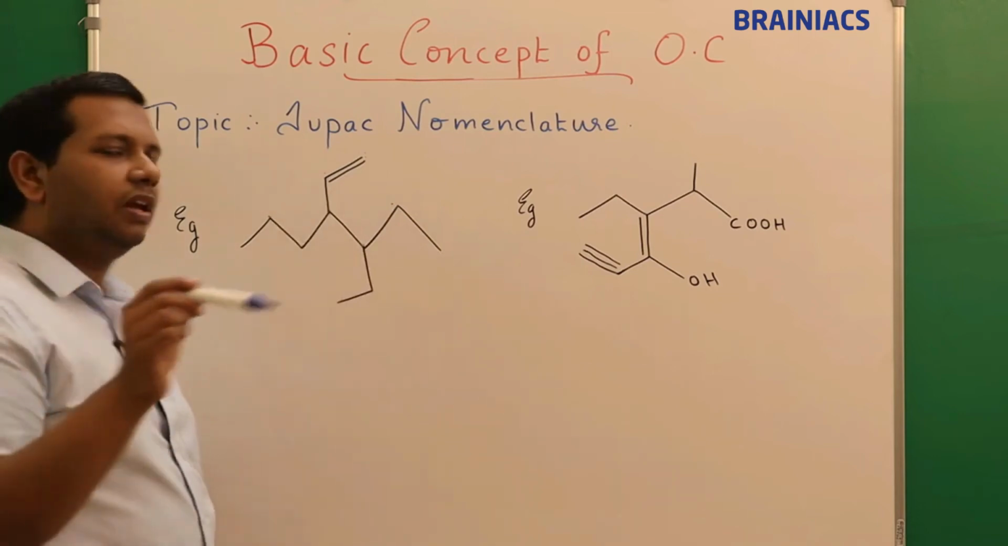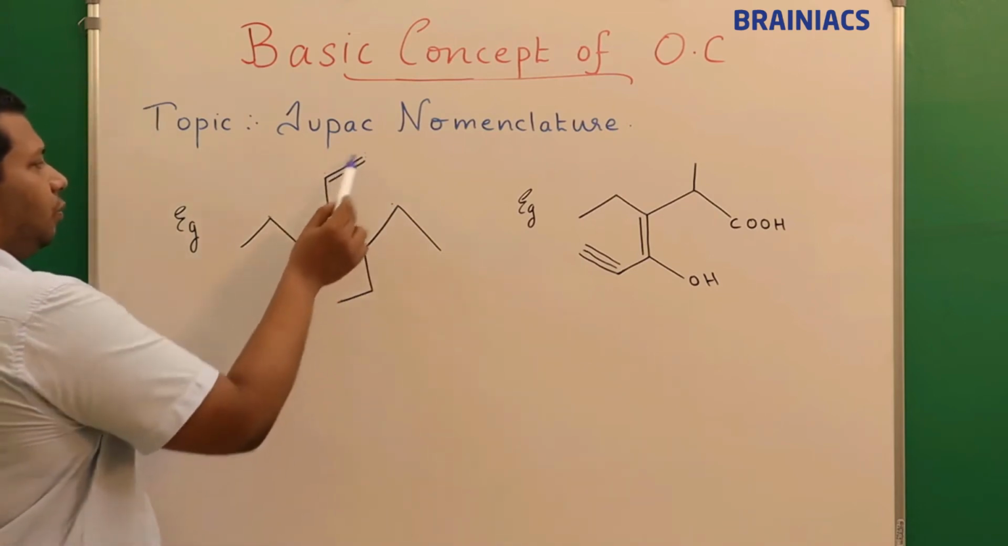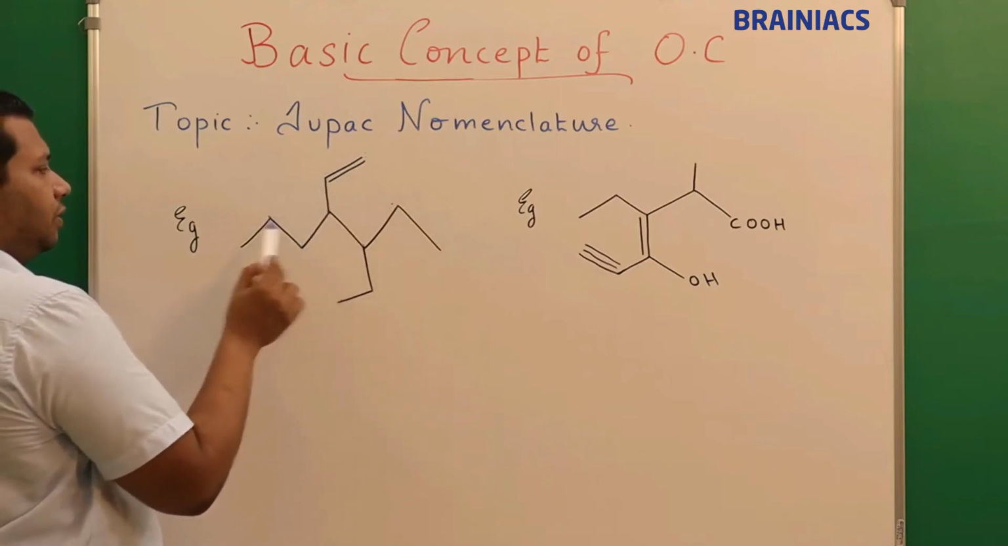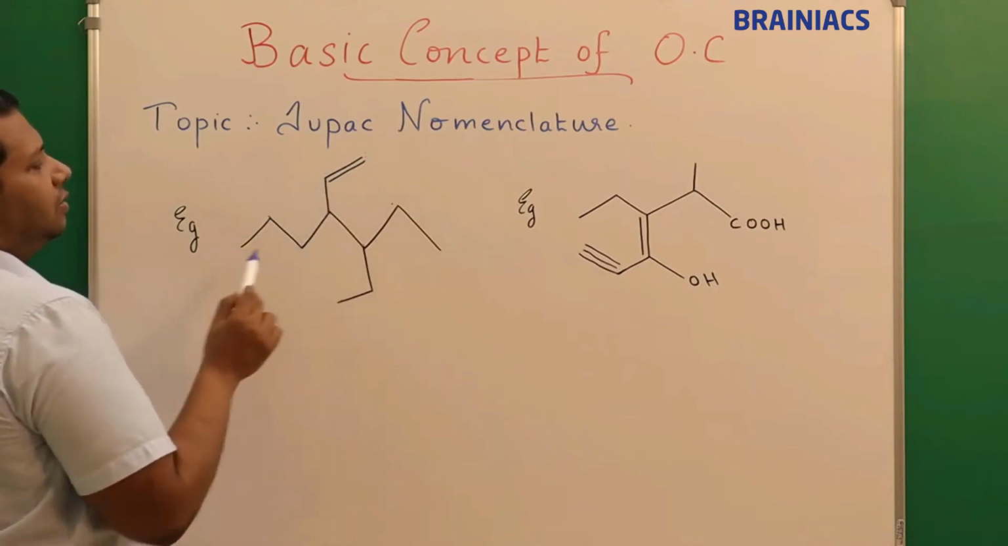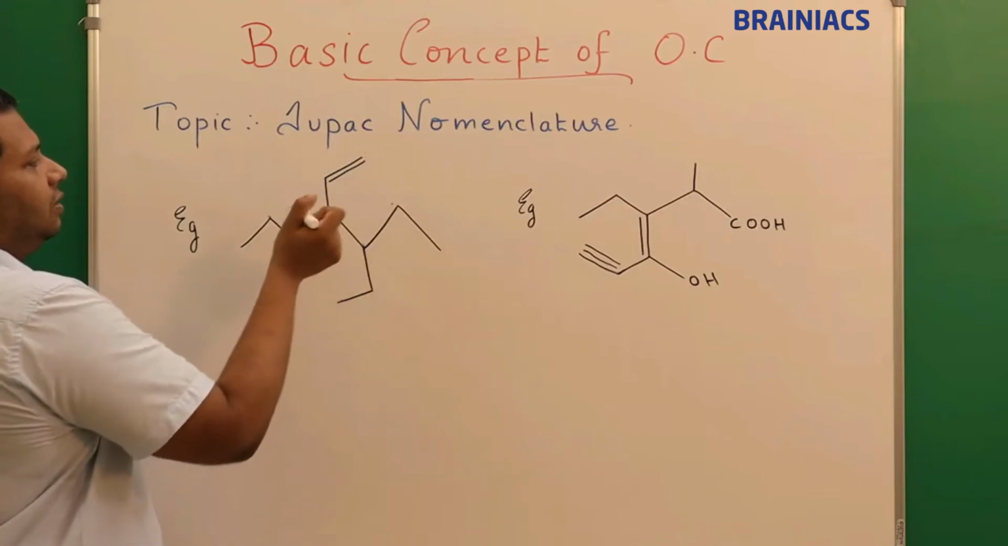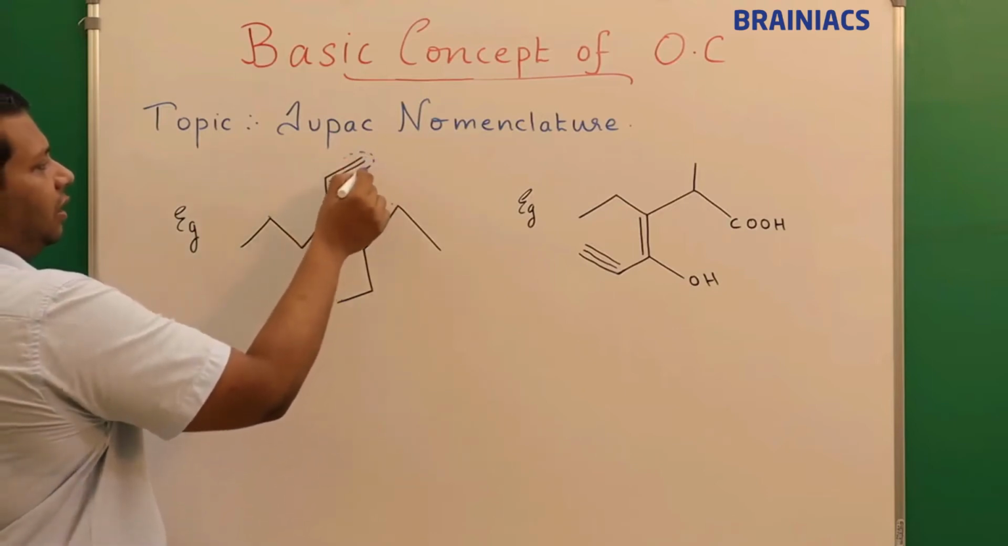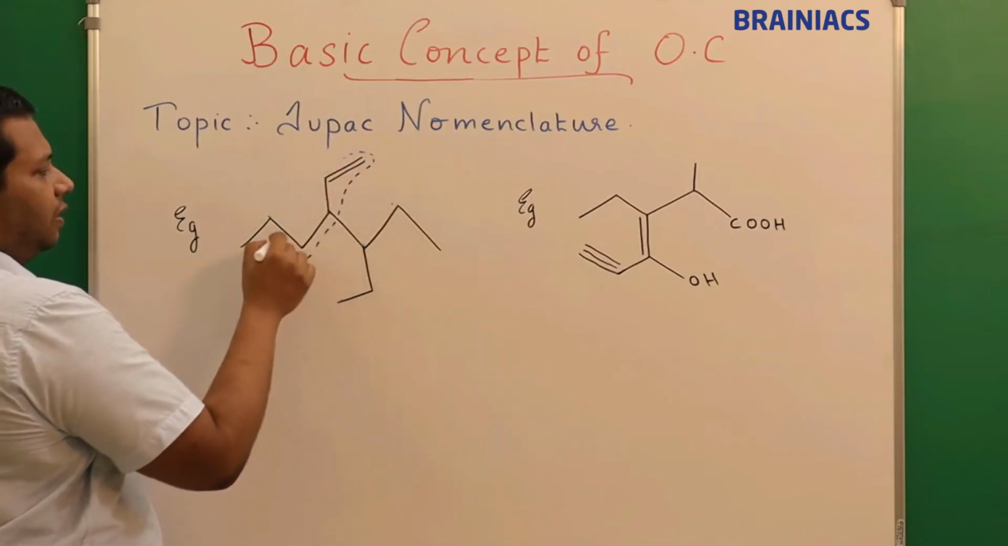Now I can eliminate this path, that is this one, 1, 2, 3, 4, 5, 6. This path I can eliminate. The reason for that is, suppose I am choosing this as my parent carbon chain. Okay, suppose I am choosing this as my parent carbon chain.